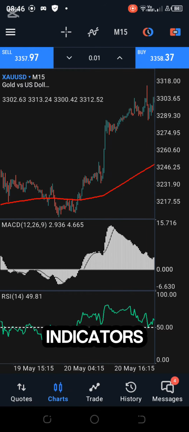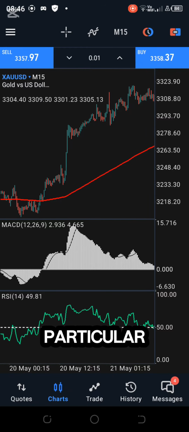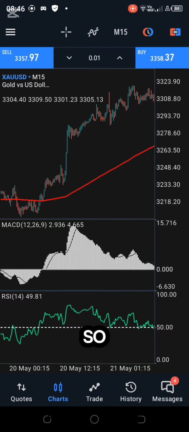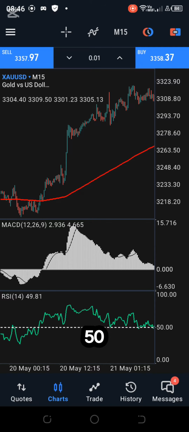So we are done with the indicators. Let me justify why I chose these particular indicators. On the main chart, we have a moving average, the 200 exponential moving average. The exponential moving average is the one that is highly responsive to recent price movement. Secondly, we also have the RSI. The purpose of the RSI and the moving average on the main chart is for trend filtering, for trend confirmation. On the RSI, we have the level 50.